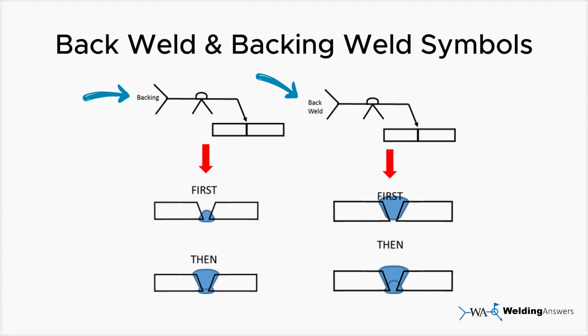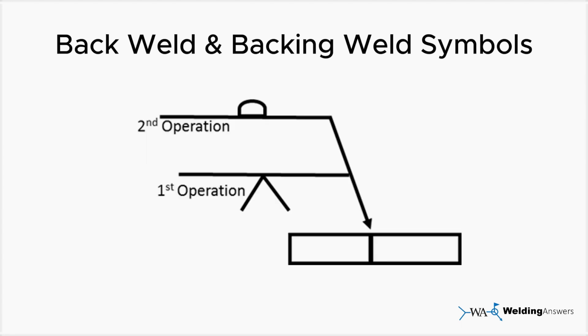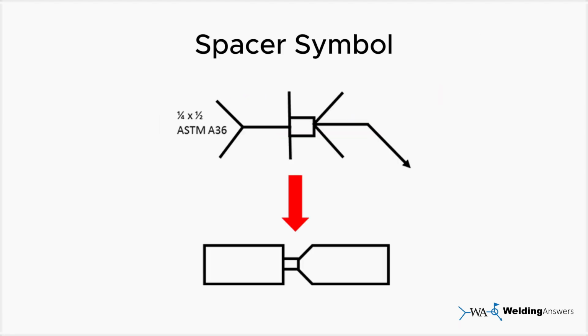The second, and often clearer method, is to use multiple reference lines. This indicates the precise order of operations. For example, this symbol shows a V-groove weld from the arrow side followed by a backing weld from the other side. Spacer symbol. When a spacer is required in the joint preparation, the welding symbol will clearly show this. This is indicated by a rectangle that appears to split the reference line. The material type and specific dimensions of the spacer must then be detailed in the tail section of the welding symbol.